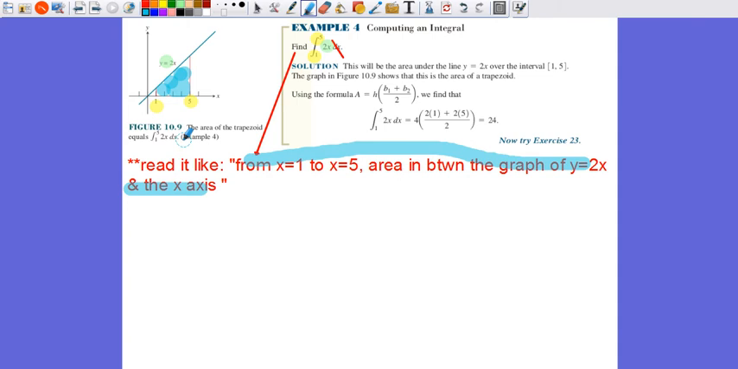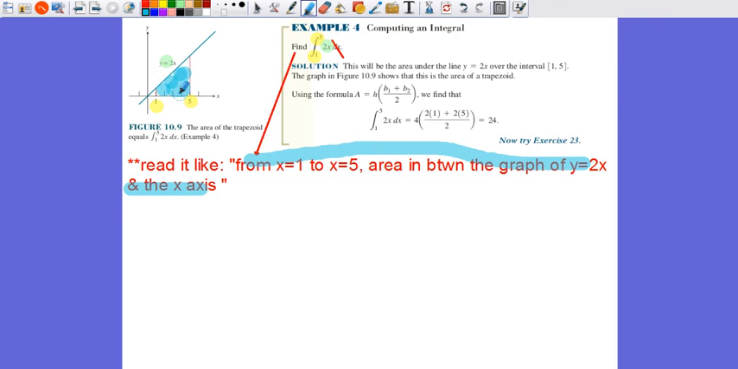Let me say that one more time. When you see this notation here, it's from x values 1 to 5, the area in between the graph of 2x, which is this diagonal line, and the x-axis. The x-axis is not written here, but it's implied. So in this case, you're basically finding the area of a trapezoid, which is really easy.